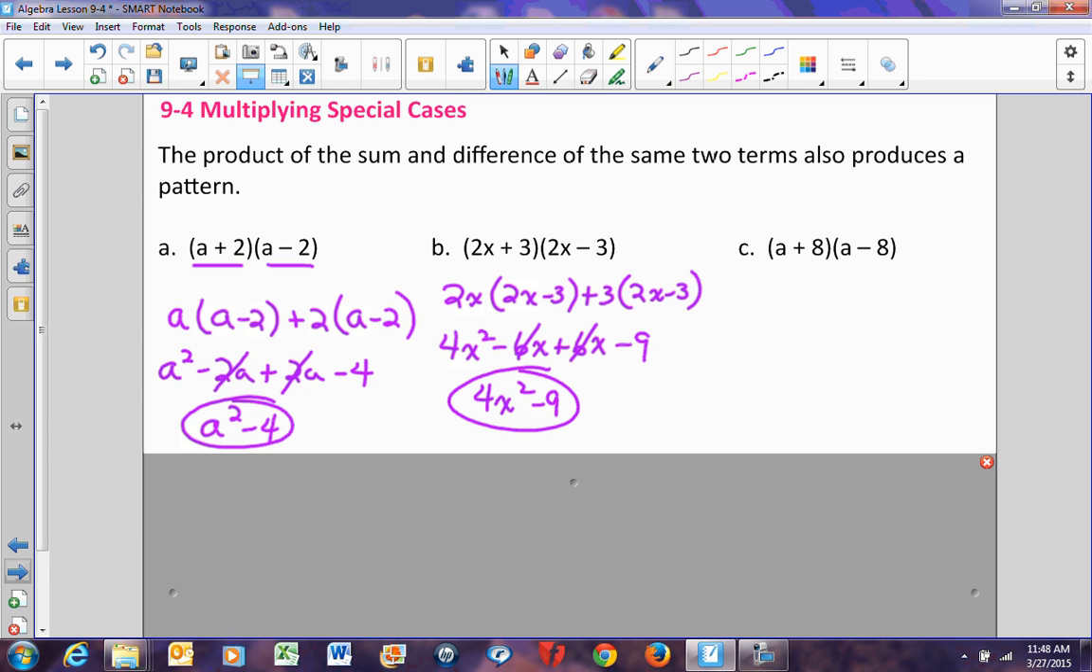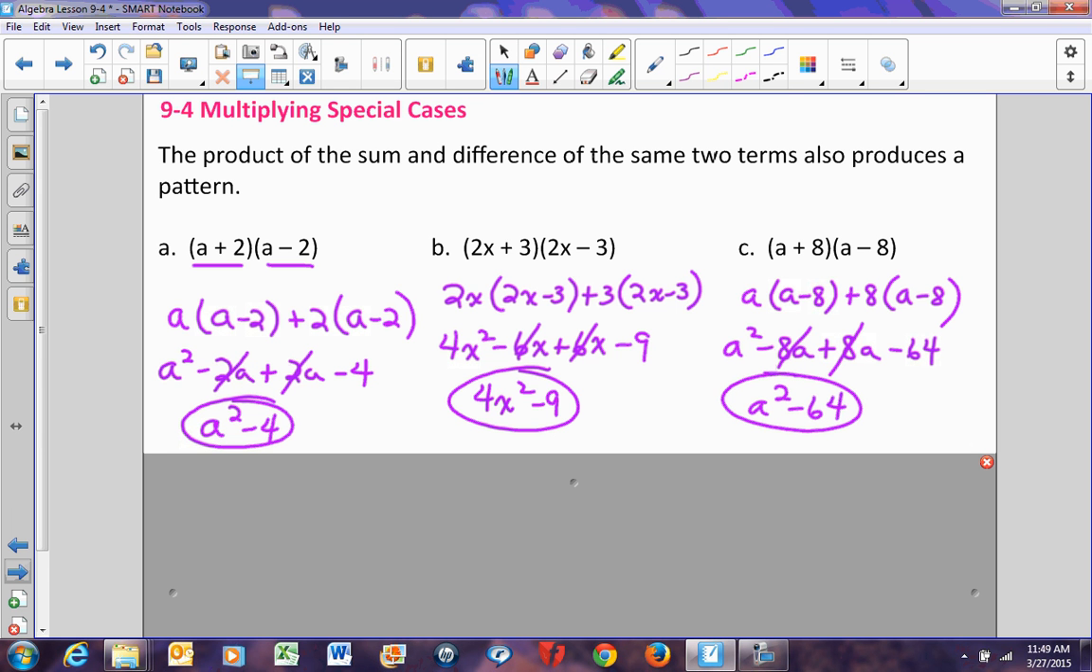If I get a plus 8 times a minus 8, I get a parentheses a minus 8 plus 8 parentheses a minus 8. So that gives me a squared minus 8a plus 8a minus 64. My middle terms cancel out, so a squared minus 64.